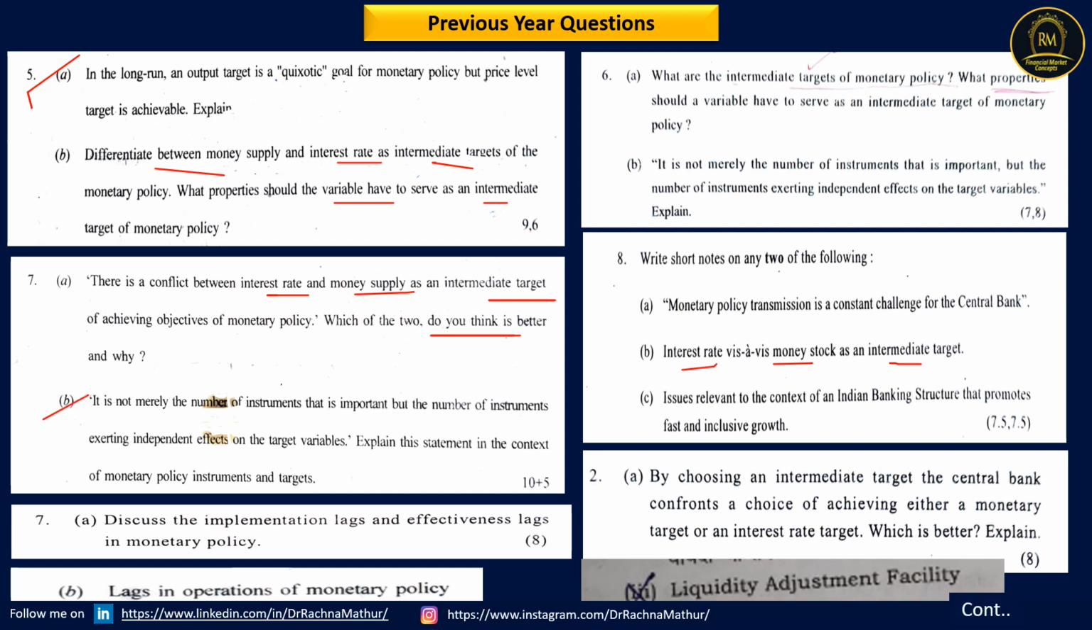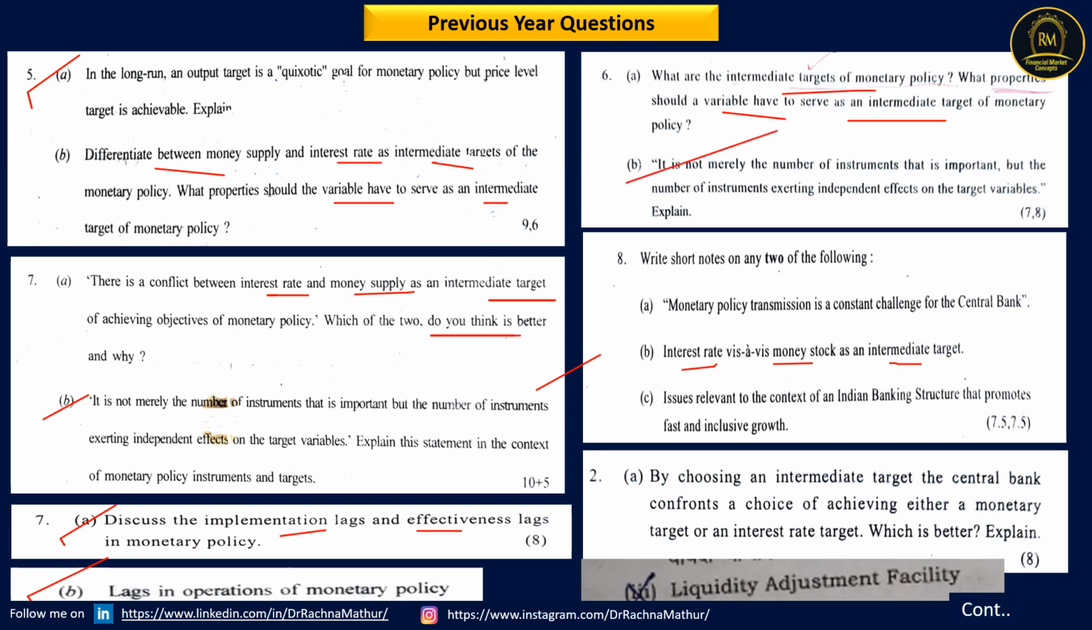Now, this is on the lags in monetary policy. This question is on implementation lag and effectiveness lag, the two lags, and the lag in the operation of monetary policy. Coming on to the intermediate targets of monetary policy: what properties should a variable have to serve as an intermediate target? So again, this question is repeating here.